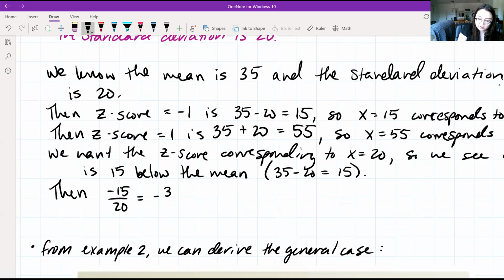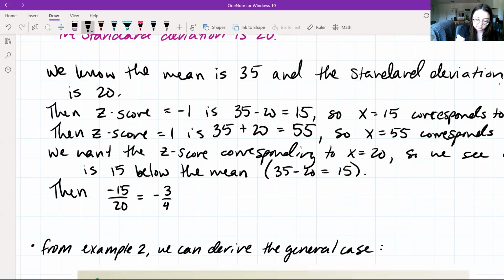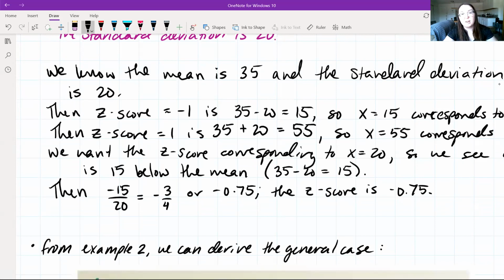is equal to -3/4, or -0.75. This just means the z-score is -0.75. Now remember, when you calculate the z-score, you're always going to be dividing by your standard deviation, because you're only concerned with how far away your z-score is from the mean in terms of your standard deviation.